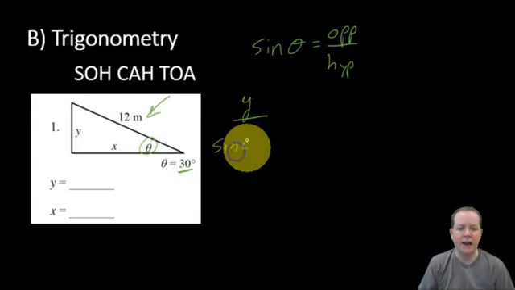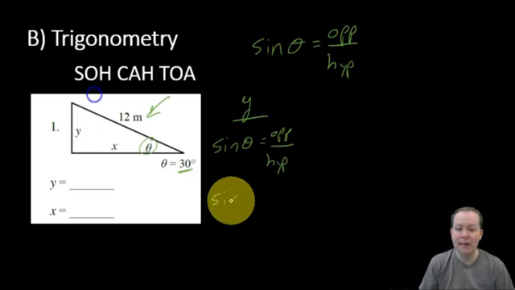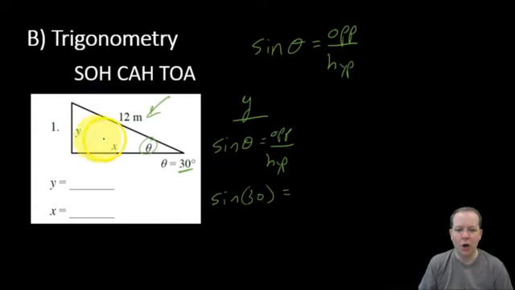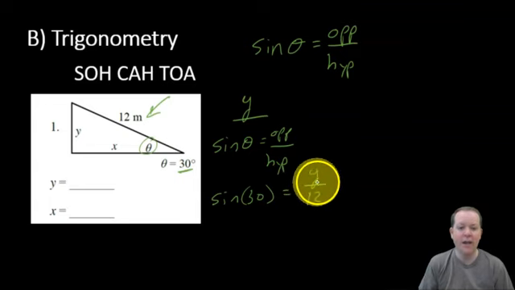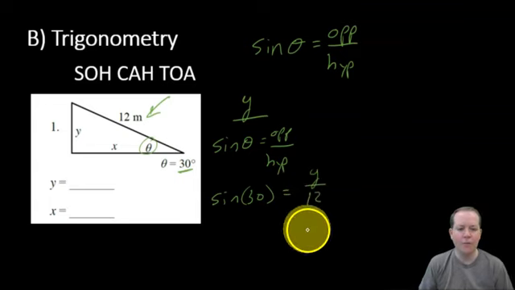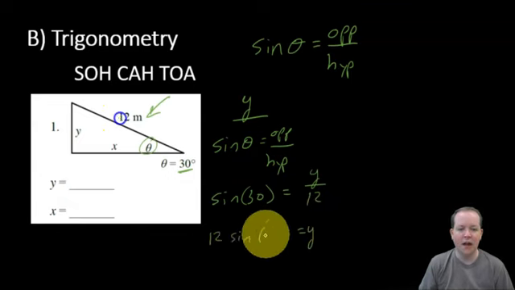I know that the sine of theta is the opposite over hypotenuse. If you don't remember this, or maybe I should say if it helps you to write it down, I love it, go for it. So the sine of 30 degrees is equal to opposite, that's y, divided by the hypotenuse, that's 12. So how do I solve this equation? Now I just have an algebra equation. How do I solve this for y? Multiply both sides by 12. So y is equal to 12 times the sine of 30 degrees.